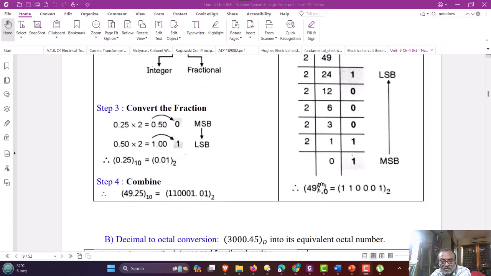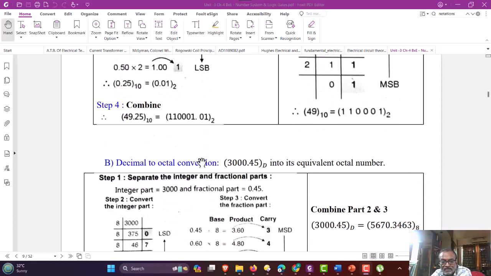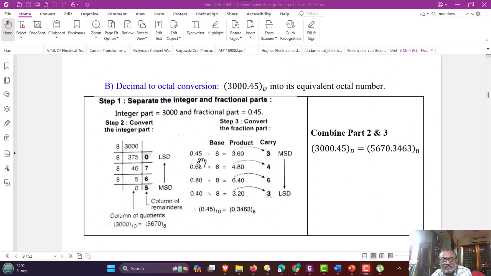So therefore, the total number 49.25 decimal corresponds to 11001.01 binary. This type of examples may be asked in the examination for 5 to 6 marks. Another example, decimal to octal conversion. Now try it yourself. Let us see.